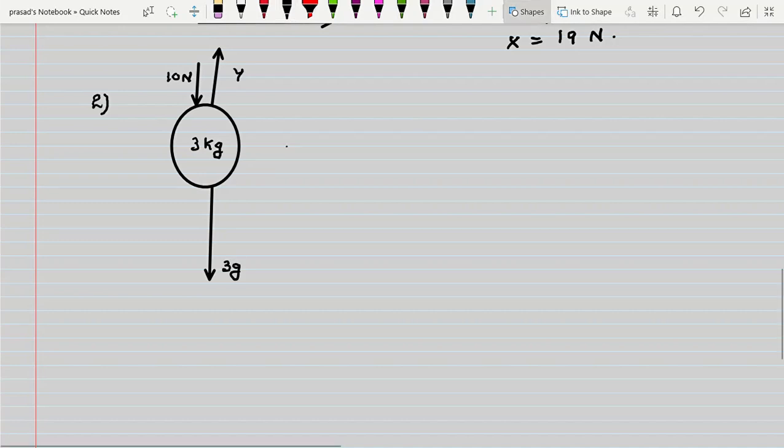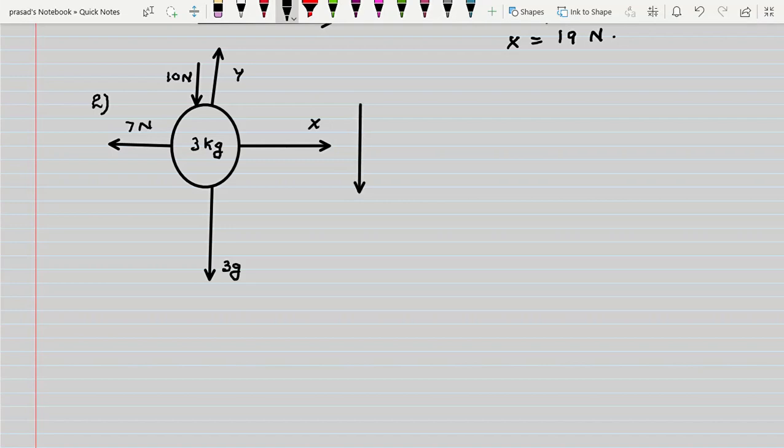Then a force of x Newton is acting towards the right, and a force of 7 Newton is acting towards the left, and it is given that the particle is accelerating vertically downwards at a rate of 2 meter per second square, and in this case also you have to find x and y.